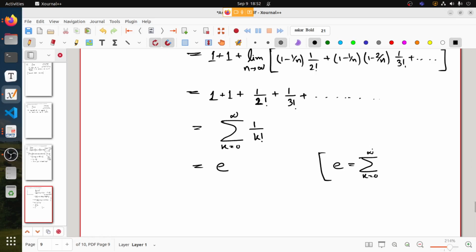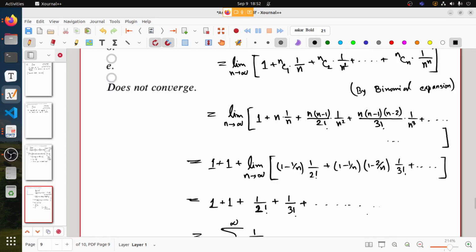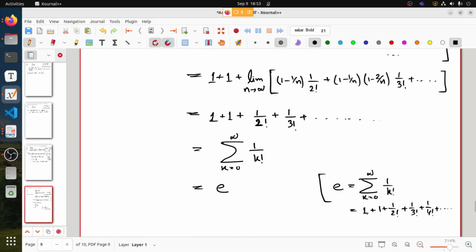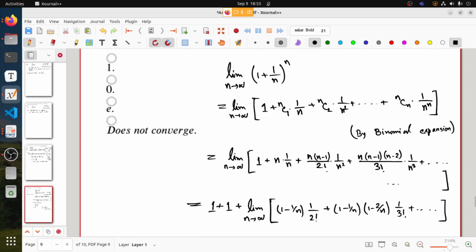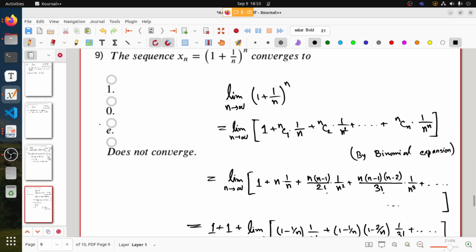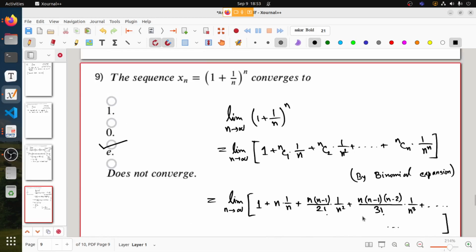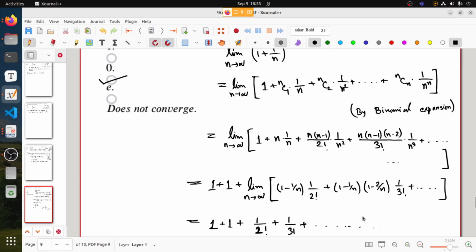The sum over k equals 0 to infinity of 1 by k factorial means 1 plus 1 plus 1 by 2 factorial plus 1 by 3 factorial plus 1 by 4 factorial plus dot dot dot. So this sequence converges to e. Which option is correct? Option number 3, right? Is this fine? Yes, sir. Okay.